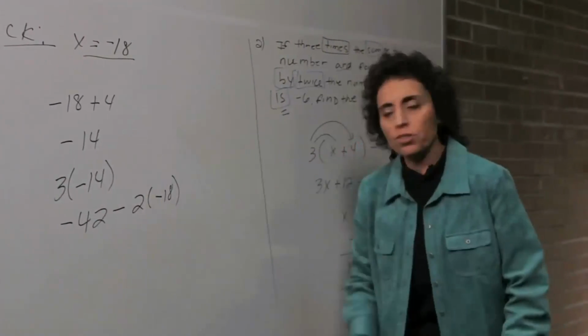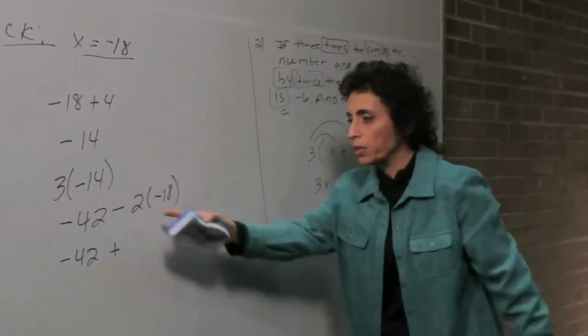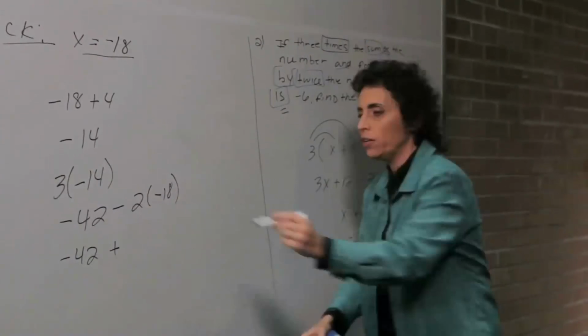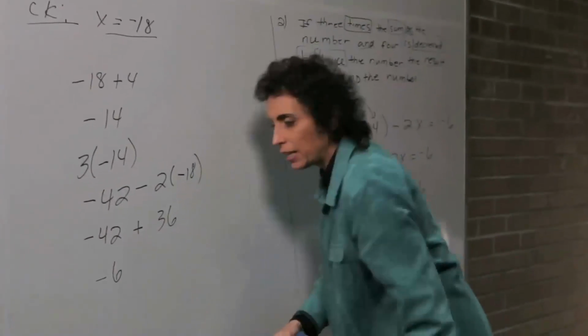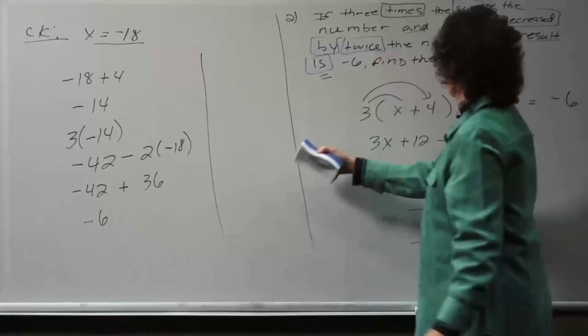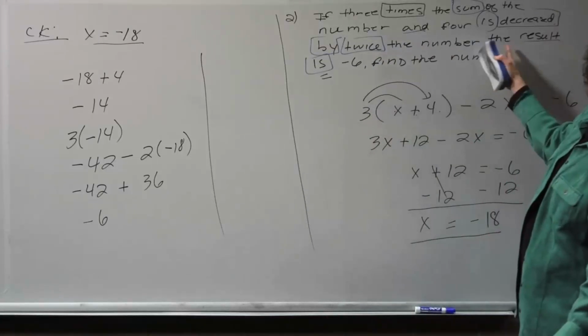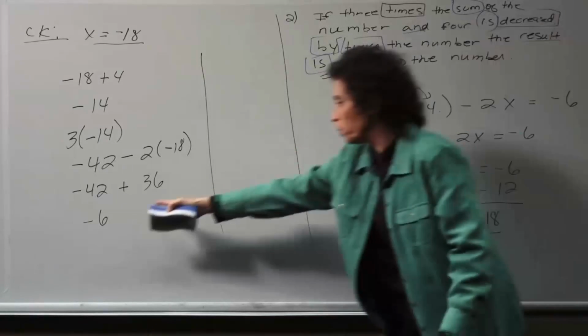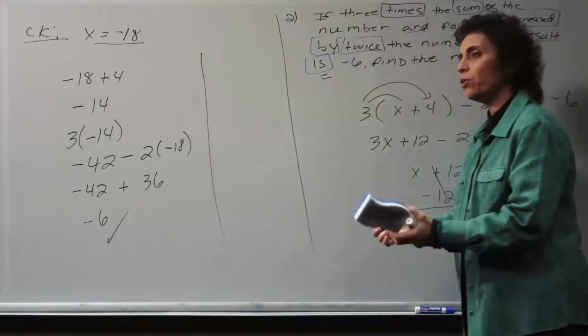And that number is negative 18. So this is negative 42 plus, because a negative times a negative is a positive, 2 times 18 is 36. This gives us negative 6. That's supposed to be the same. Oh, I'm sorry, the number and 6. The result is negative 6. That's supposed to be negative 6, and there you go. So that is negative 6. So we're done, and that all checks out.